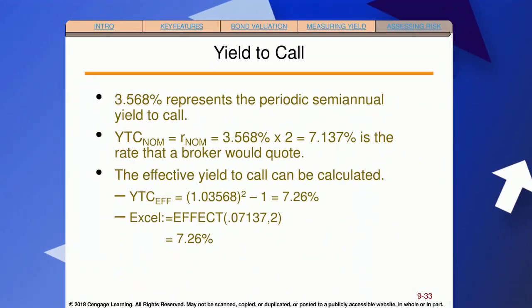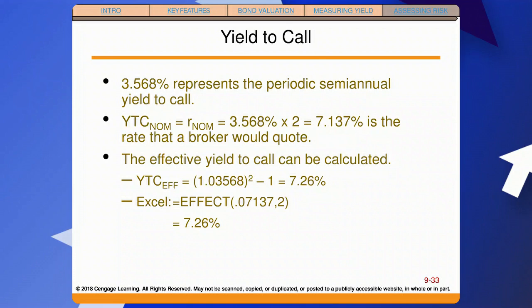Okay. So, meaning, very important here is the yield to call. No? So, you have 3.568, which represents the periodic semi-annual yield to call. So, since you have YTC of nominal rate of 3.568 as kanina, times 2 natin, kasi nga semi-annual siya, so you have 7.137 is the rate that the broker would quote, no? So meaning, ano effective yield to call? So as 1.03568 squared as discussed kanina, minus 1, you have 7.26.